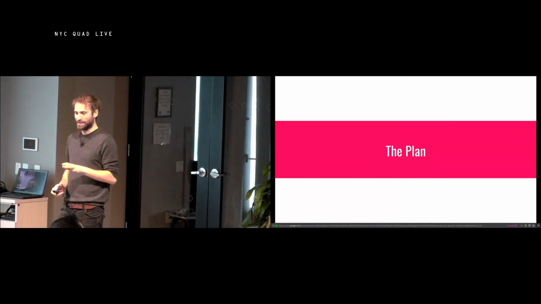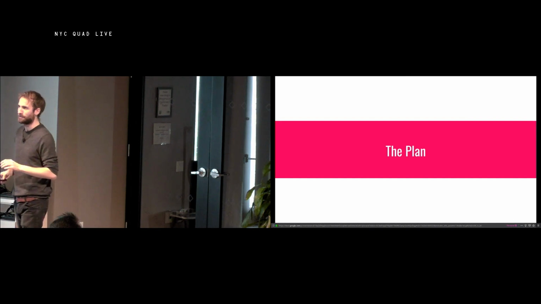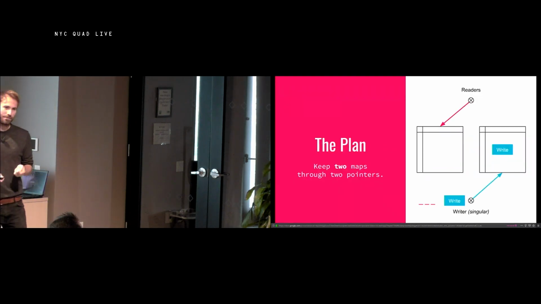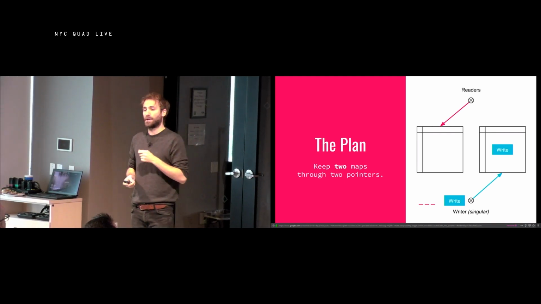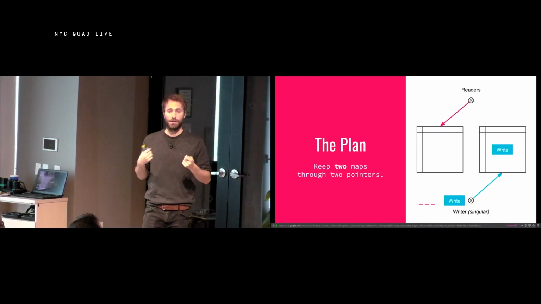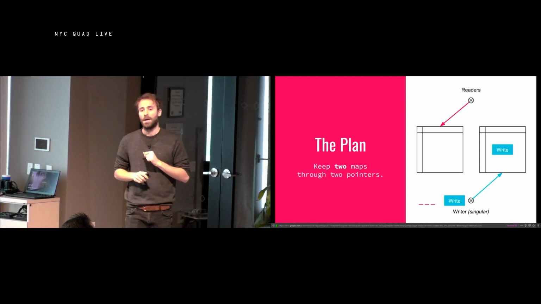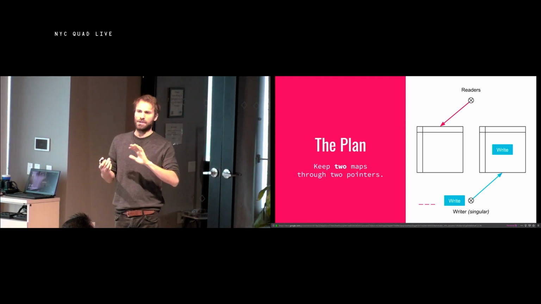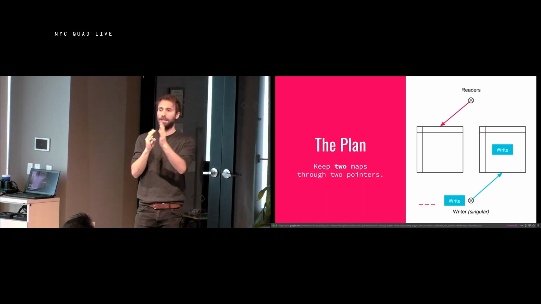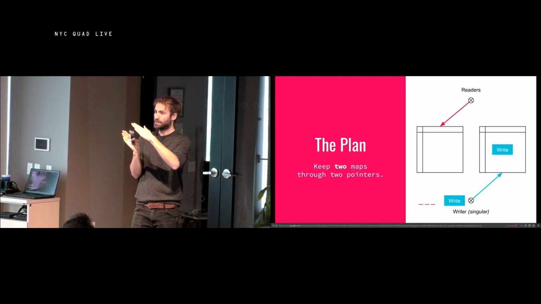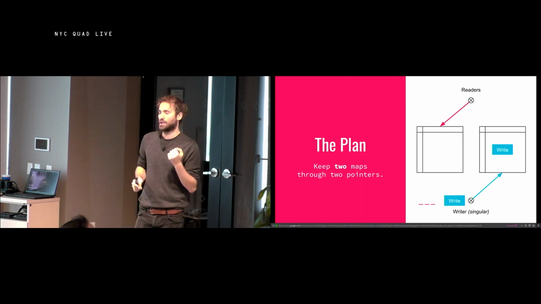So we're going to use unsafe, and we're going to come up with the following plan. This is the data structure that we're going to end up implementing. We're going to keep two maps and two pointers. One pointer is going to point to one map, and the other pointer is going to point to the other map. All of the readers are going to go through the top pointer, and all of the writers, let's just imagine there's just one, is going to go through the bottom pointer. And we're going to make sure they always point to different maps, right? So all the readers initially go to the left map, all the writes initially go to the right map.